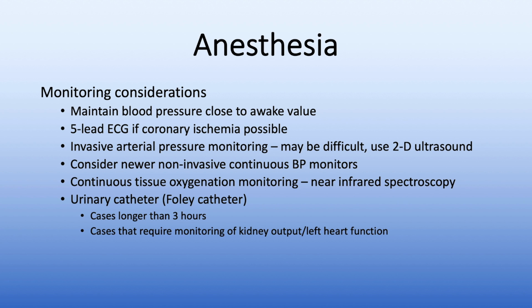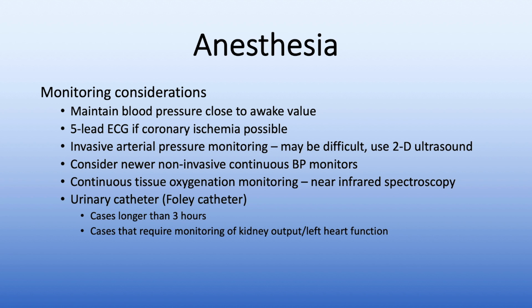Considerations for monitoring during anesthesia include maintaining the blood pressure close to what the value is when they're awake, running a 5-lead ECG during anesthesia just so we can be aware of any parts of the heart that may be not getting enough blood flow. Invasive arterial pressure monitoring can be difficult because sometimes the arteries are just not straight enough to put a catheter in. We can use the ultrasound machine to see if the arteries are straight or if there's a portion of them that may be adequate for placing an arterial line.